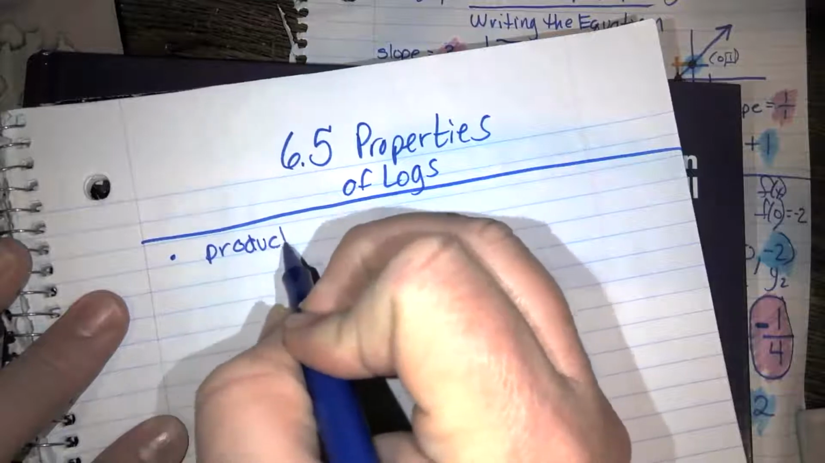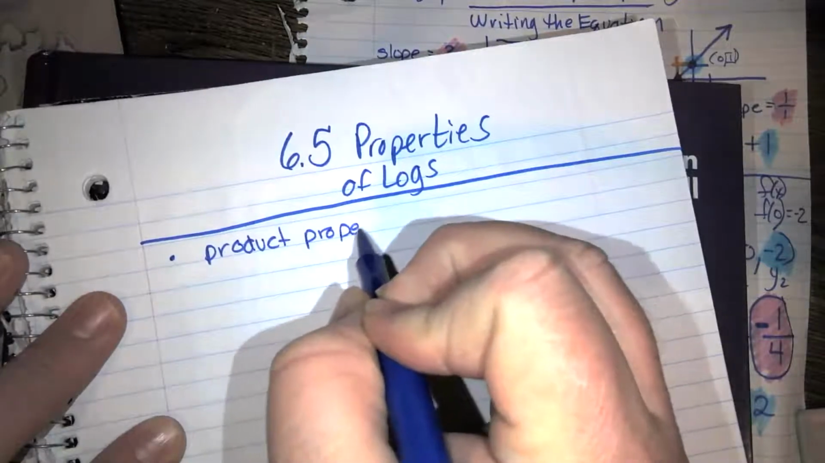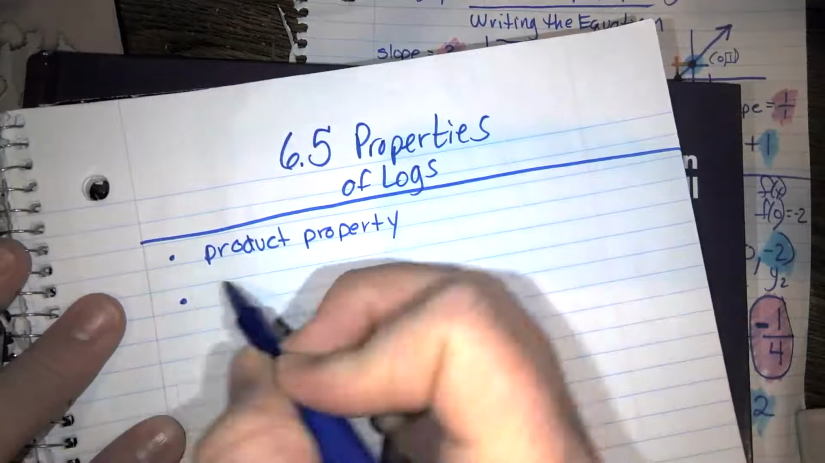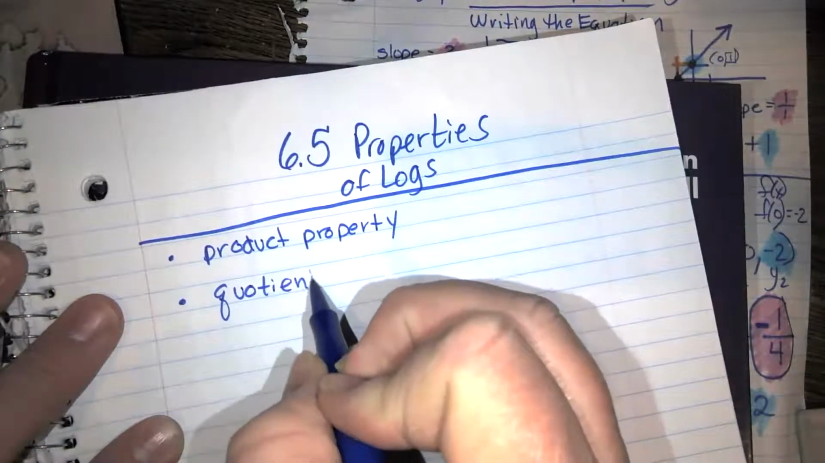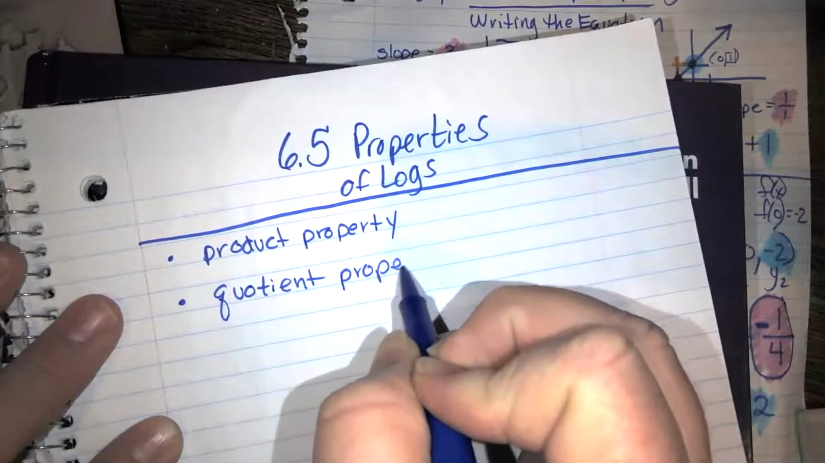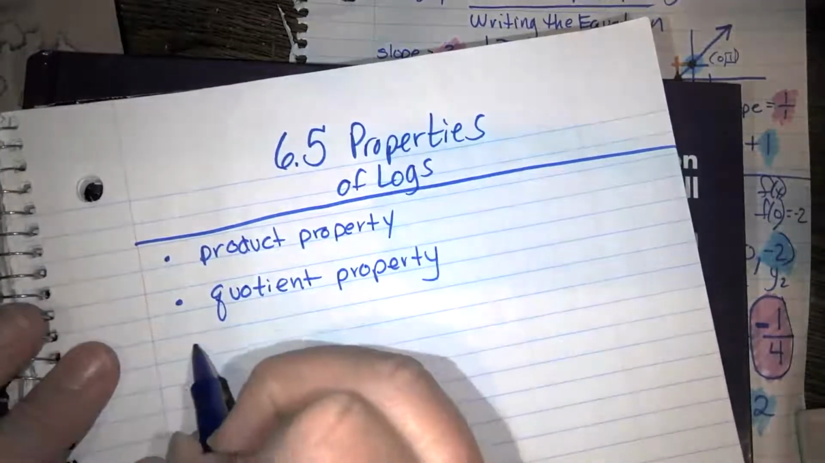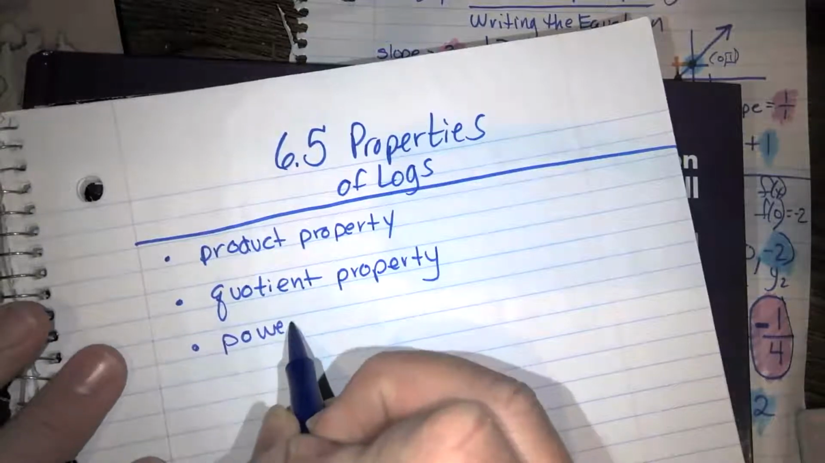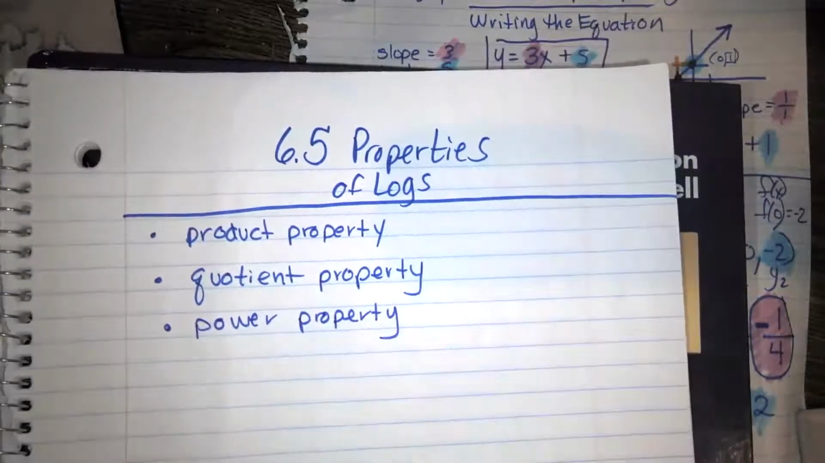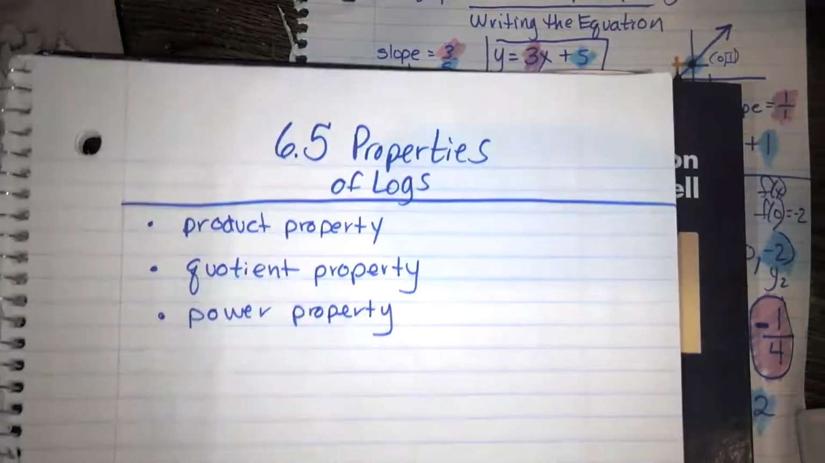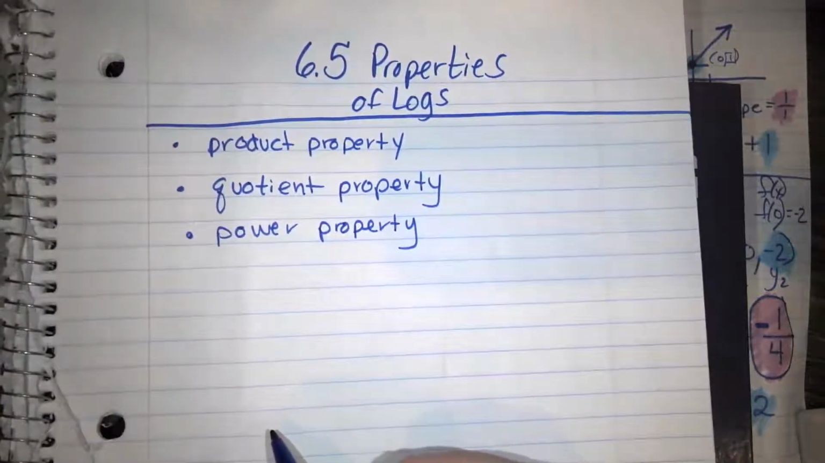We're going to do the product property, okay? We're going to do the quotient property, so that's division, and the power property, okay? These 3 properties are going to allow us to break up the logarithm so that we can actually solve, and that will be our final section of this, and then you've done logs.